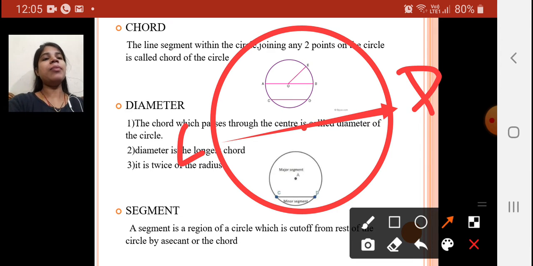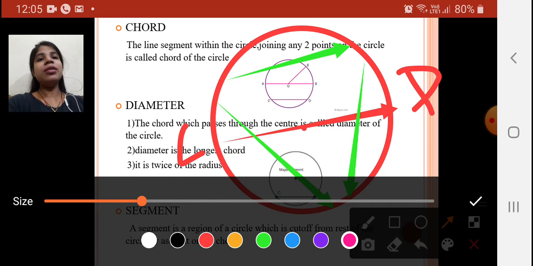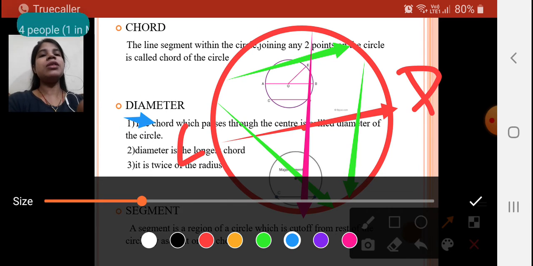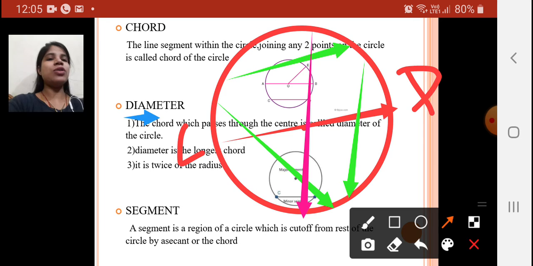अगर हमने chord देखा तो what we have seen is that a chord joins two points. This could be a chord, this could be a chord, but in a diameter, the line that joins 2 points passes through the center. The diameter is the longest chord. As the name suggests, dia means 2, so it is twice the radius.